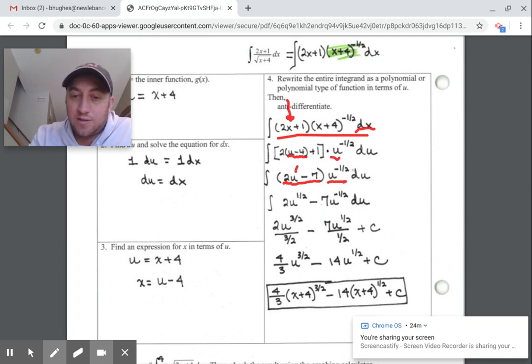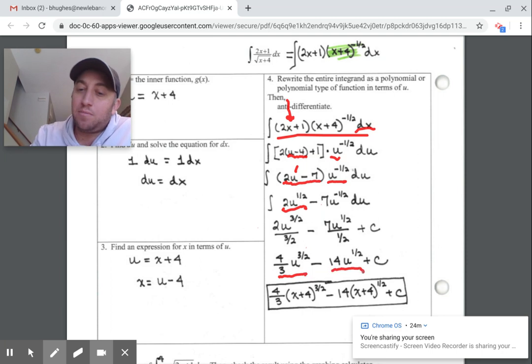Now I'm just going to integrate. The antiderivative of 2u to the 1/2 power is 2u to the 3/2 power divided by 3/2. Cleaning that up, 2 divided by 3/2 is 4/3. So I have 4/3 u to the 3/2 power, minus the antiderivative of 7u to the negative 1/2, which would be 7u to the 1/2 power divided by my new power, 1/2. And I get minus 14u to the 1/2.